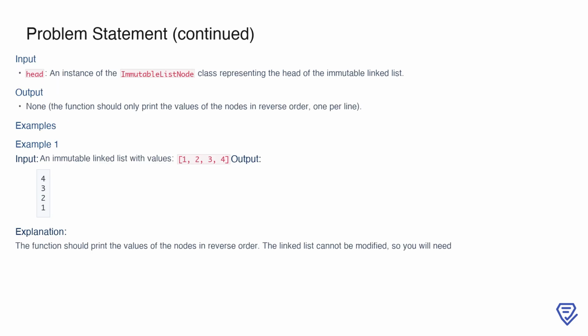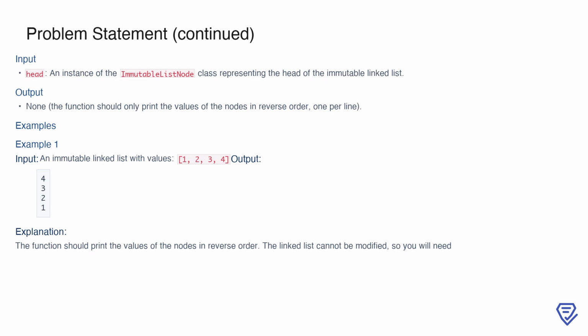Now, let's break down the inputs and outputs for this problem. The input to our function is the head of the immutable linked list, represented as an instance of the immutable list node class. The output, on the other hand, is simply the printed values of the nodes in reverse order. It's important to note that the function itself does not return anything. Its sole purpose is to print the values to the console, one value per line, starting with the last node and ending with the first.